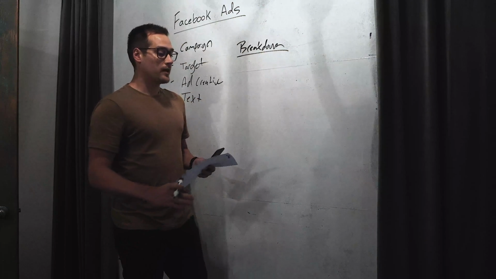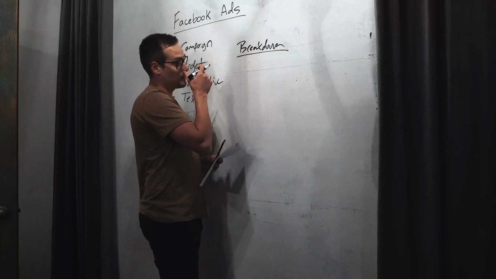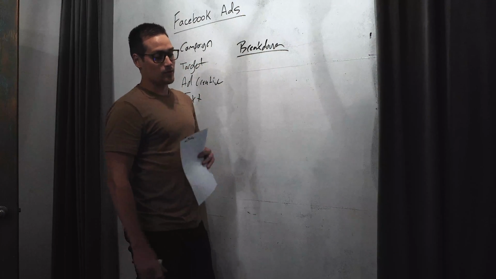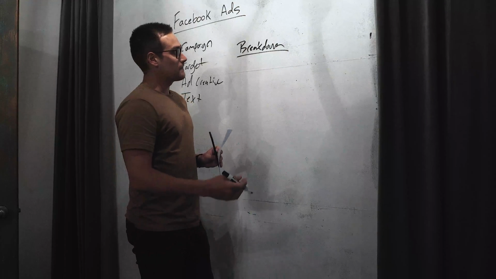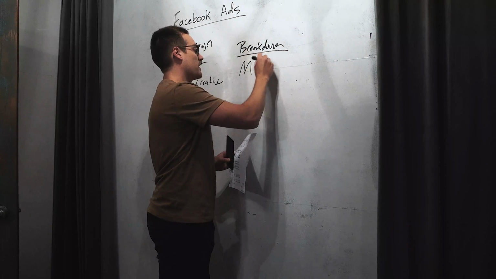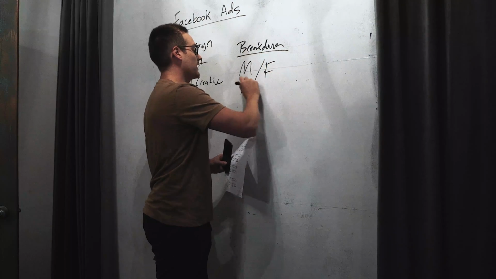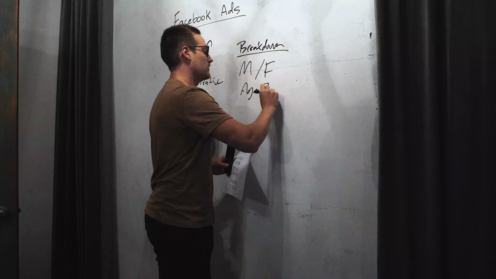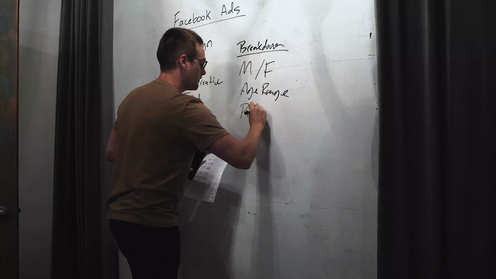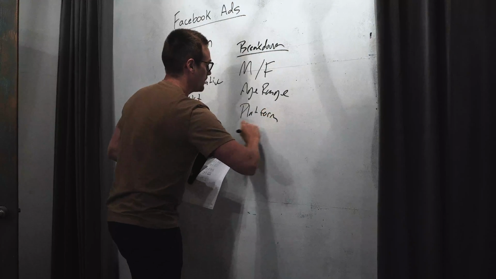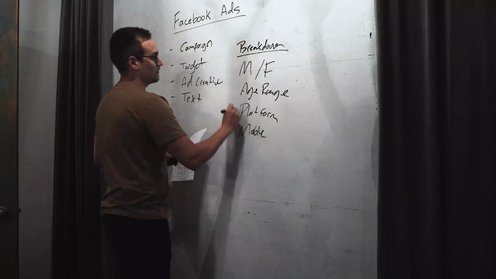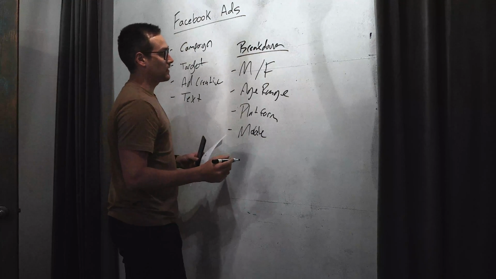Some things that you can look at under the breakdown section, which is just on the right-hand side of your campaign ads manager window, is things like, are males looking at your ad? Is it females? Age range, platform, and mobile. So these are the basic points that you want to look at.